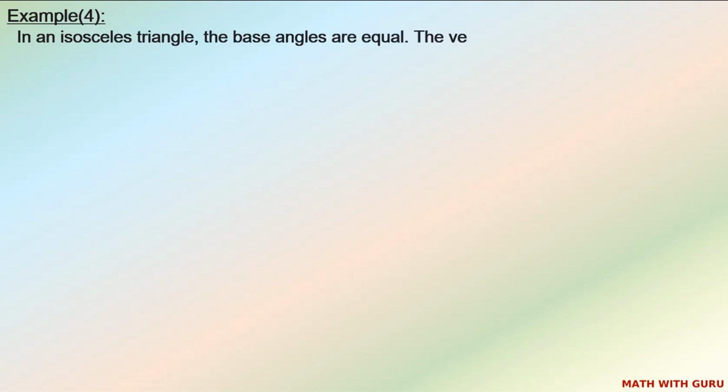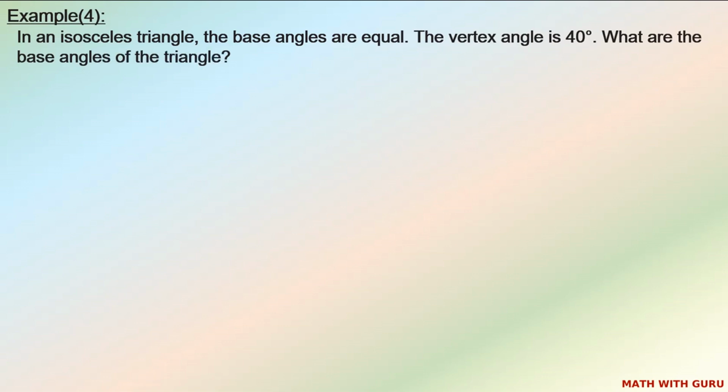Let us go to the next example, example 4. In an isosceles triangle, the base angles are equal. The vertex angle is 40 degrees. What are the base angles of the triangle? Let us draw a rough sketch.